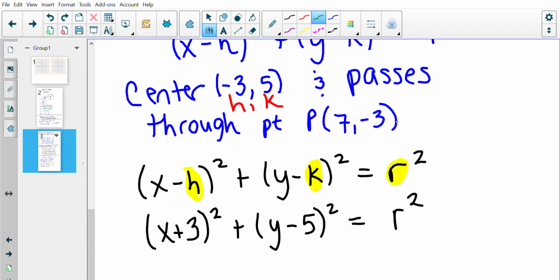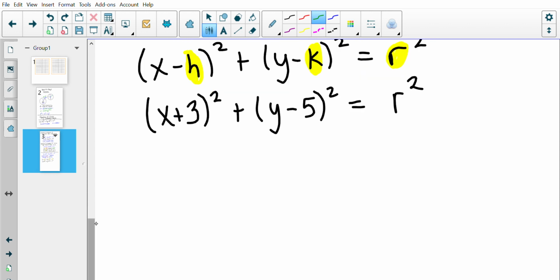We can say, well, I know the point 7, negative 3 can represent x and y. And I can take that x and y and I can substitute it in for x and y in my equation and solve for r. That's going to be the first way we do this. So let's go through that.